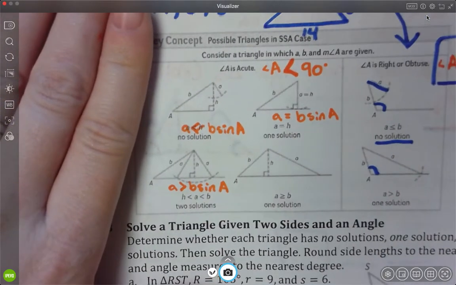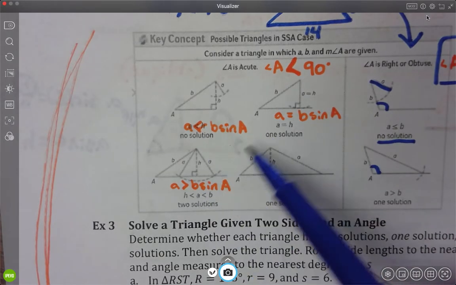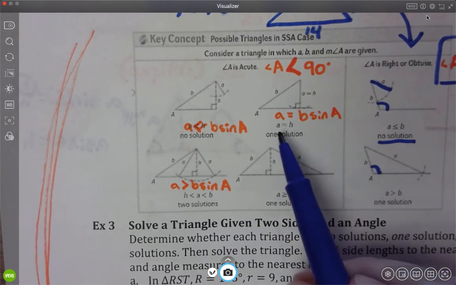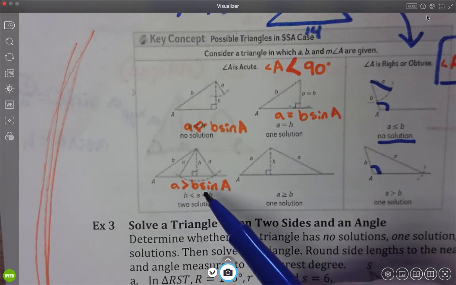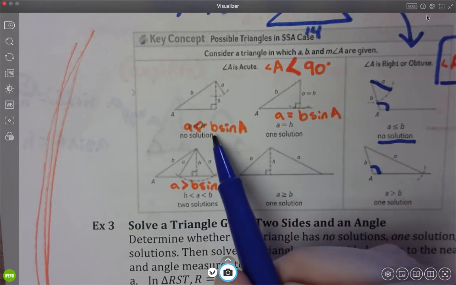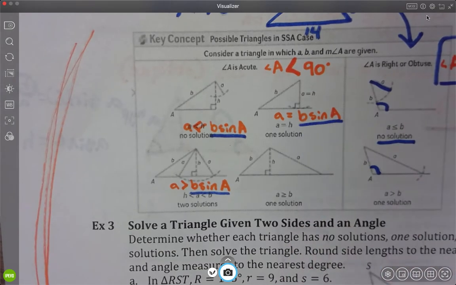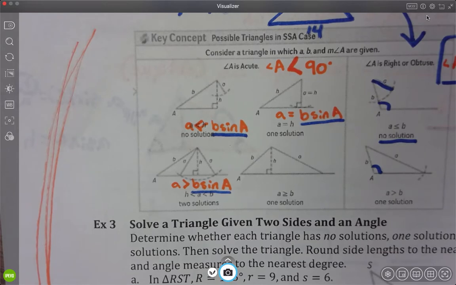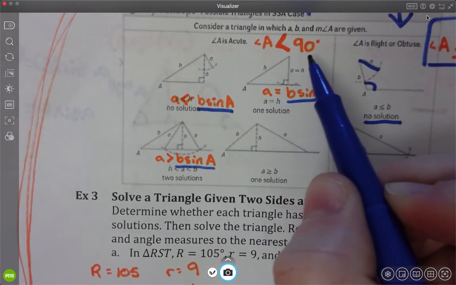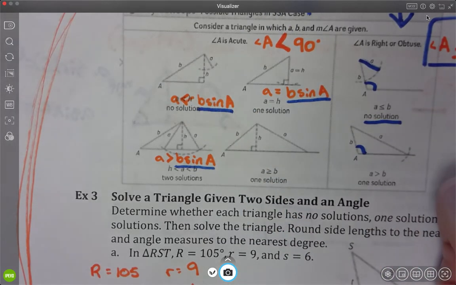Now it's a little more confusing if the angle A is less than 90 degrees. We have to look at A equals H, A is less than H, or A is greater than H. From the front side, we determined H was B times sine of A, from the area formula. So I replaced H with B sine A. If the angle is less than 90 degrees, we check the relationship of A and B times sine of A.